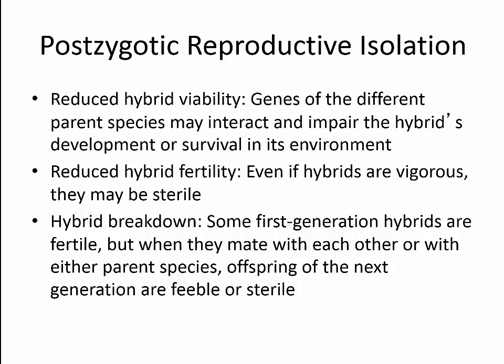Even if the hybrids are vigorous, they may be sterile, like horses and donkeys produce mules, and the mule can be vigorous, but it's sterile. Or you can have a hybrid breakdown. Some first-generation hybrids are fertile, but when they mate with each other or with either parent species, offspring of the next generation are feeble or sterile.